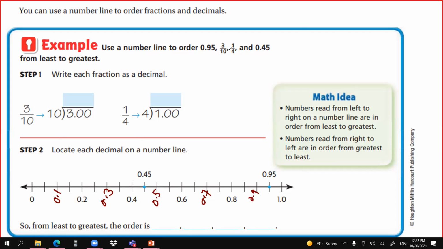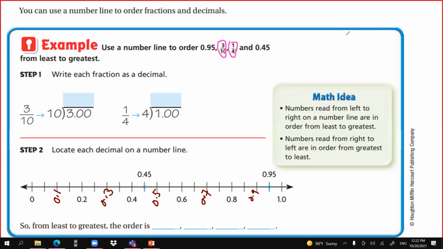Now, where is 0.95? This is 0.9. So here is 1.0. You can say 90, 95, 100. So this is 0.95. And 0.45, you can say 4, 4.5, 5. So this is here, 0.45. This is okay.